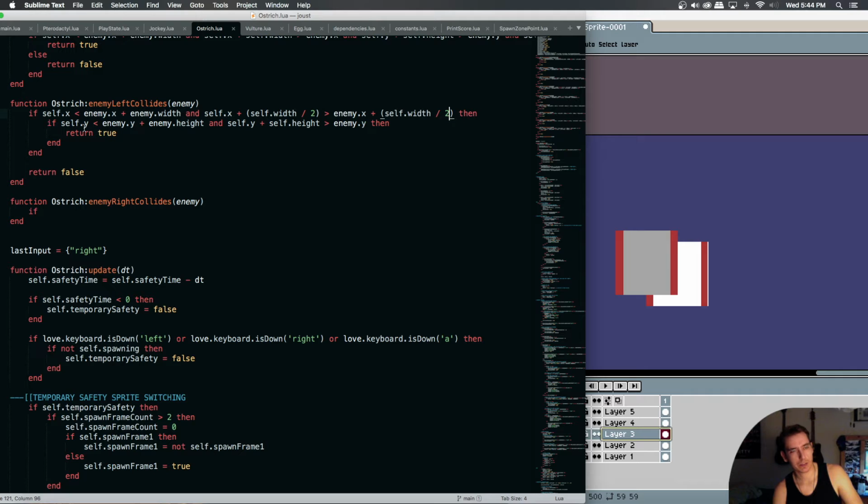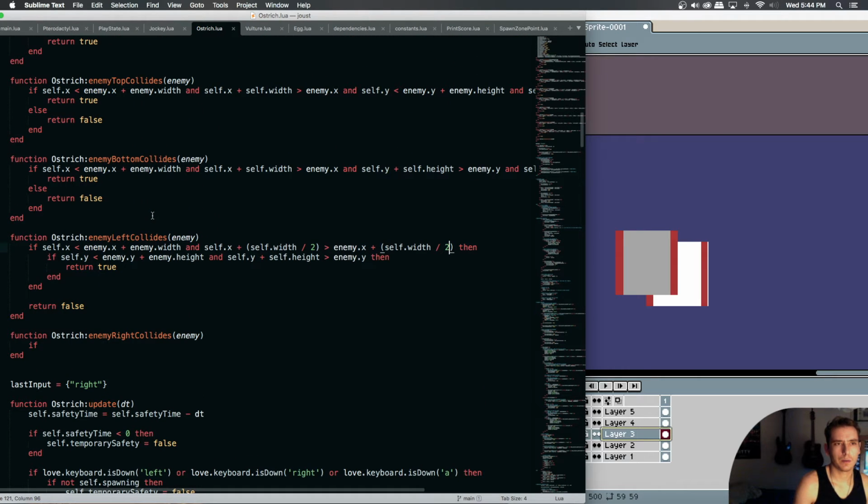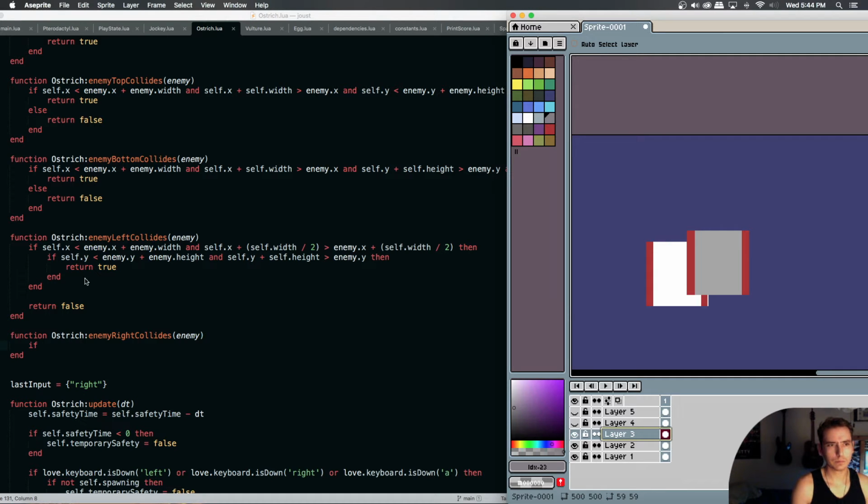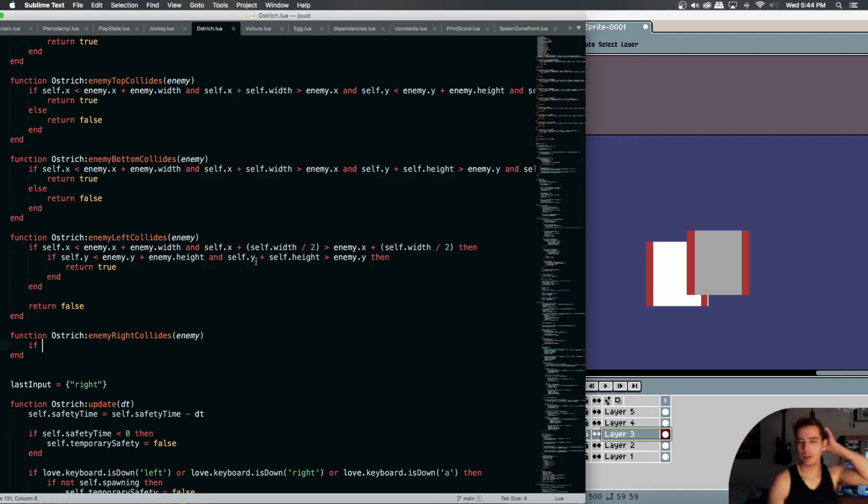The top of us would need to be smaller than the bottom of them. The bottom of us needs to be greater than the top of them. Return true. And then our enemy right collides would be this side. Dude, that's where... See, that's why I didn't want to delete it, because now I just deleted it. We could have checked and seen if this is the exact code we started with today, which we could do in our git diff once we finish typing this up, which is nice. So let's just do that.